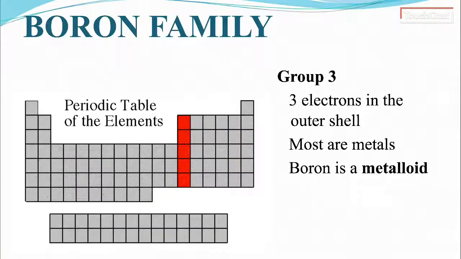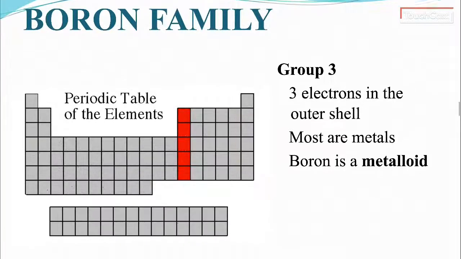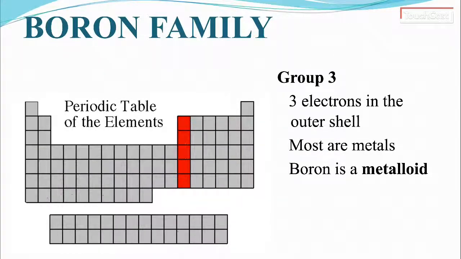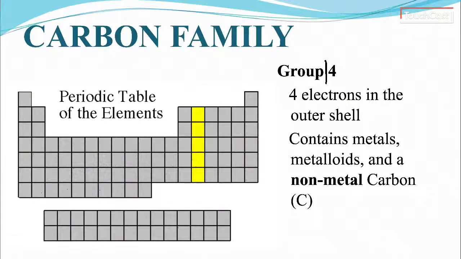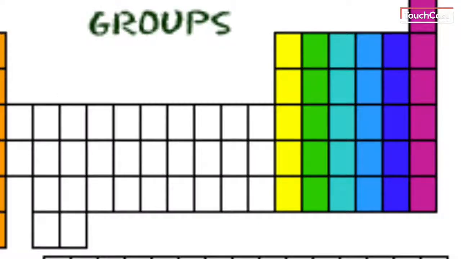Our next group is the boron group. It is group 13. This says group 3. It's really group 13. So that's this group here that looks yellow. This is the boron group. Next we have group 14. This is the carbon family or the carbon group. So we have our carbon group.